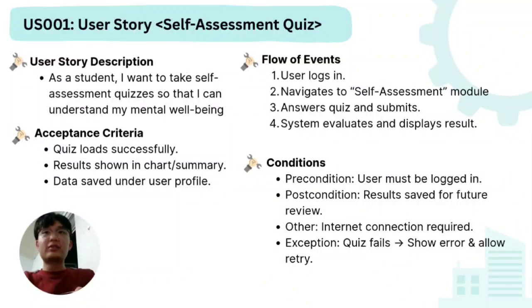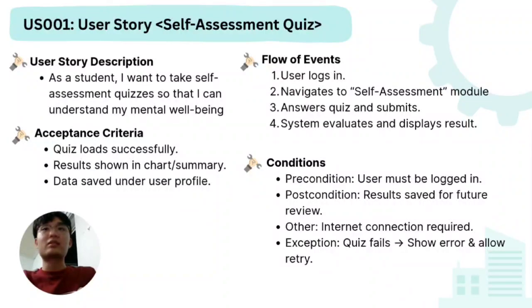I will be presenting user story 1, the self-assessment quiz. This feature is designed for the student to check their mental well-being by taking a simple quiz. And here is the basic flow. First, the user will log in and go to the self-assessment section, complete the quiz, and submit it. Then the system will show the result in a chart or summary, and everything is saved to their profile.